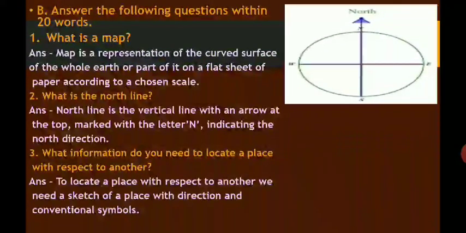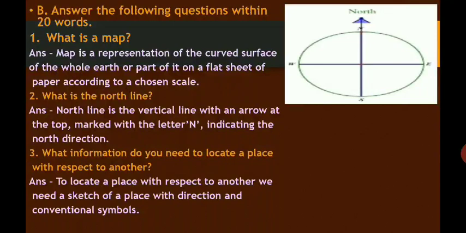Look, this picture is showing the north line. North line is the vertical line. Here is the vertical line, that is north and south. That is the vertical line, not east or west. East or west is shown by the horizontal lines, and the vertical line is the north and south line. This is the vertical line with an arrow.